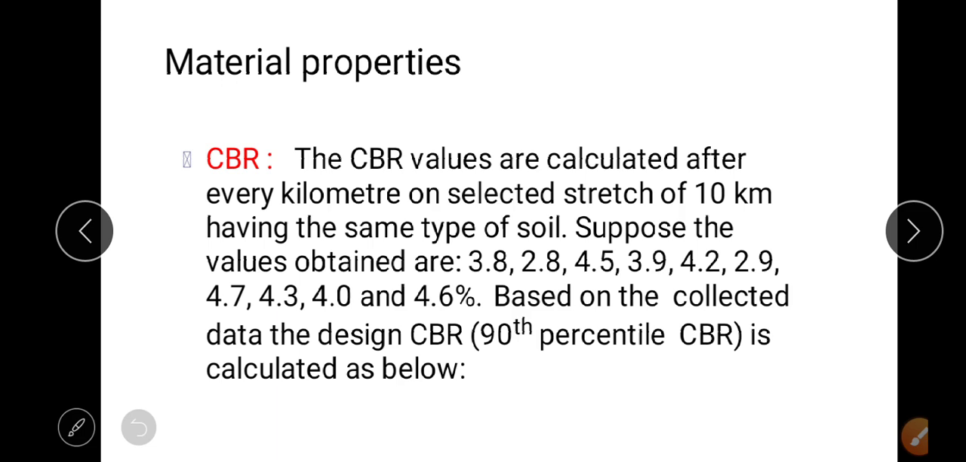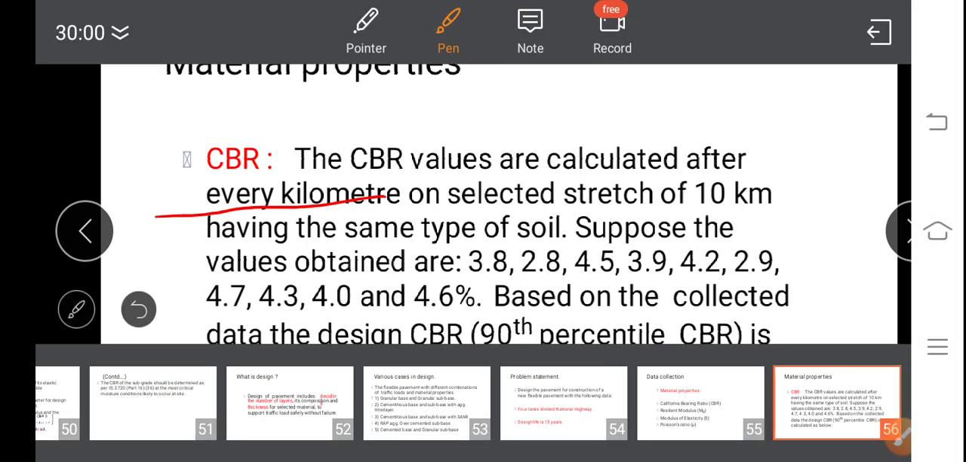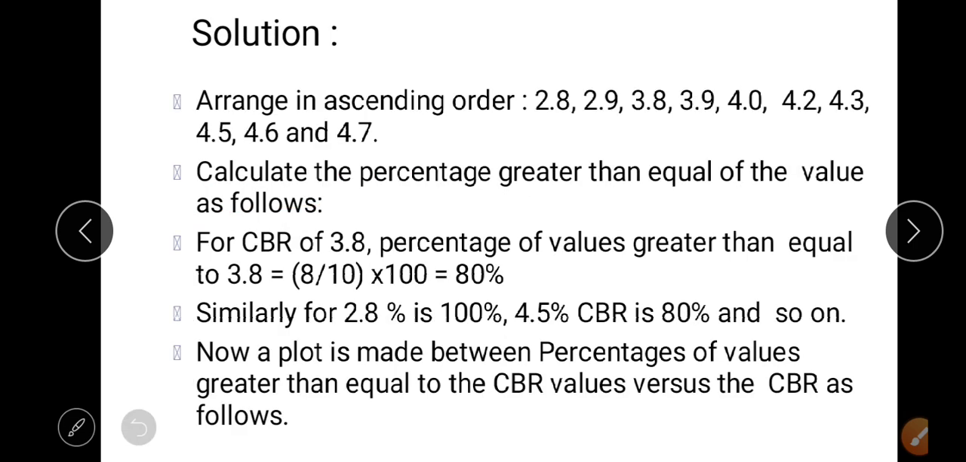The CBR values are calculated after every kilometer on the selected stretch. That is important. Every kilometer of a 10 kilometer stretch having the same type of soil. Suppose the values obtained are 3.8, 2.8, 4.5, 3.9, 4.2, 2.9, 4.7, 4.3, 4 and 4.6. For example, these are the values. Based on the collected data, the design CBR, that is the 90th percentile CBR, is calculated as below. How is it calculated?